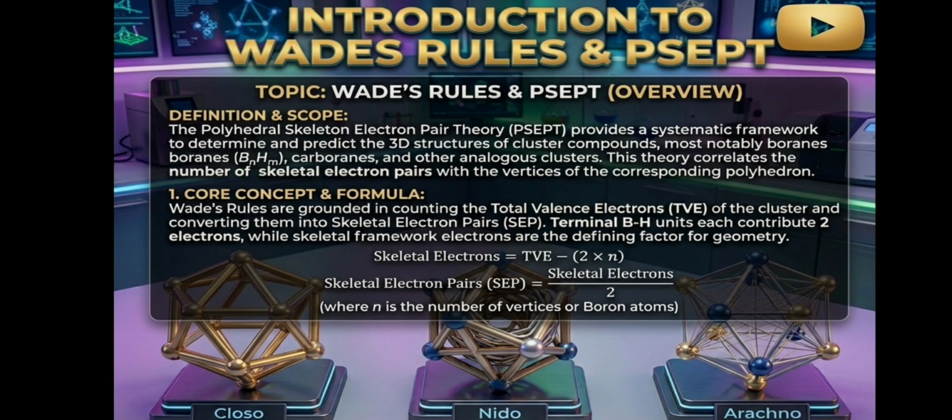Moving to the core concept. Wade's rules are entirely grounded in electron counting. We start by finding the total valence electrons. It's important to remember that in a cluster, each terminal boron-hydrogen unit contributes 2 electrons to the bonding. But it is the remaining skeletal framework electrons that actually define the final geometry.